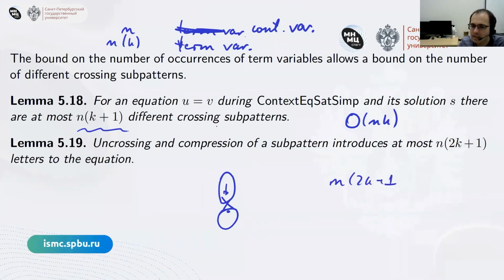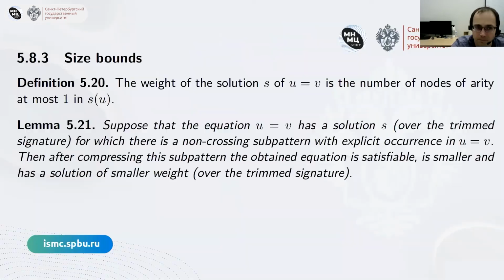At the same time, when we uncross some subpattern, we introduce at most n times 2k plus 1 letters, because what could happen is that we replace every term variable by a letter, and we pop one letter up from a context variable, one letter up, one letter down. So we introduce two letters per context variable, one letter per term variable, but we could also replace those new term variables, so those are counted twice. If the estimations are made very precise, we can show that this is something like 2 times n times 2k plus 1 term variables.